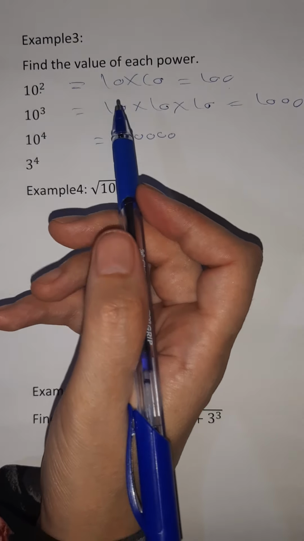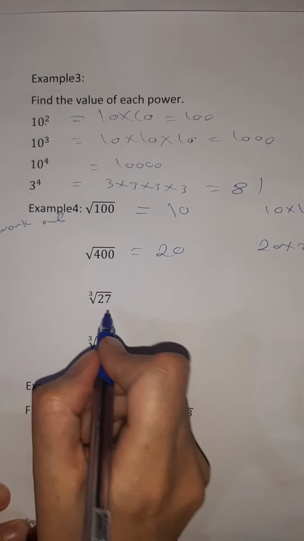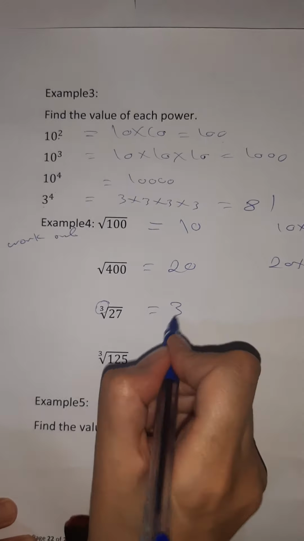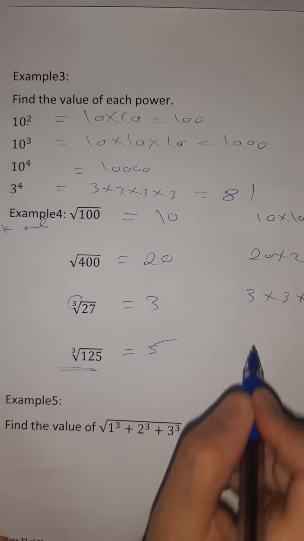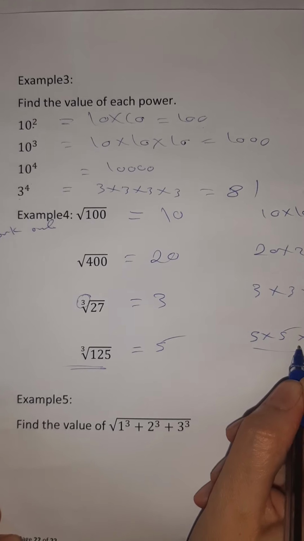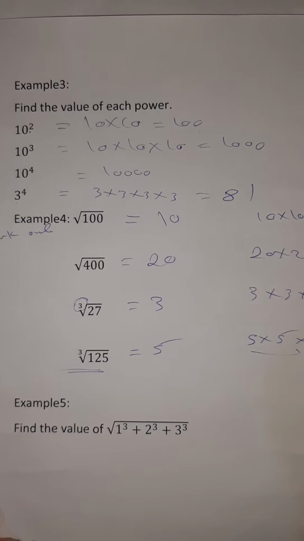Example, work out. Here the square root of 100 is 10. Why? Since 10 times 10 equals 100. Here the square root of 400 is 20. Why? Since 20 times 20 is 400. Here a cube root. Be careful. 3. Why 3? Since 3 times 3 times 3, 3 times, is 27. Here the cube root of 125, which is 5. Why? Since 5 times 5 times 5 equals 125. 5 with 5 is 25, with 5 is 125.